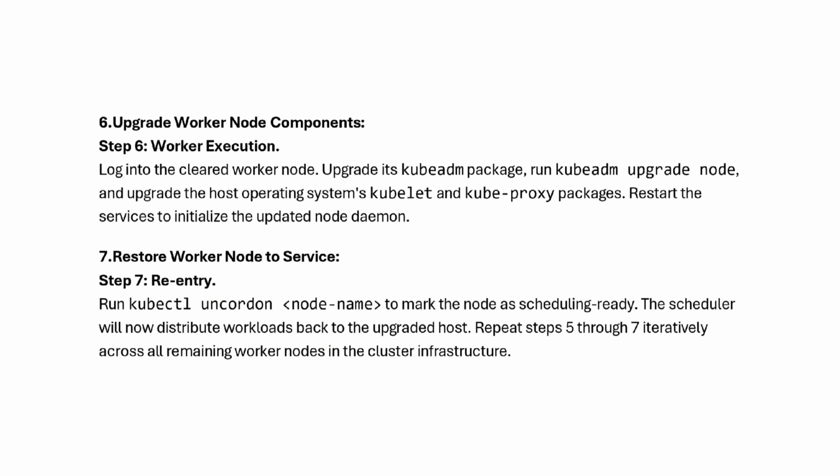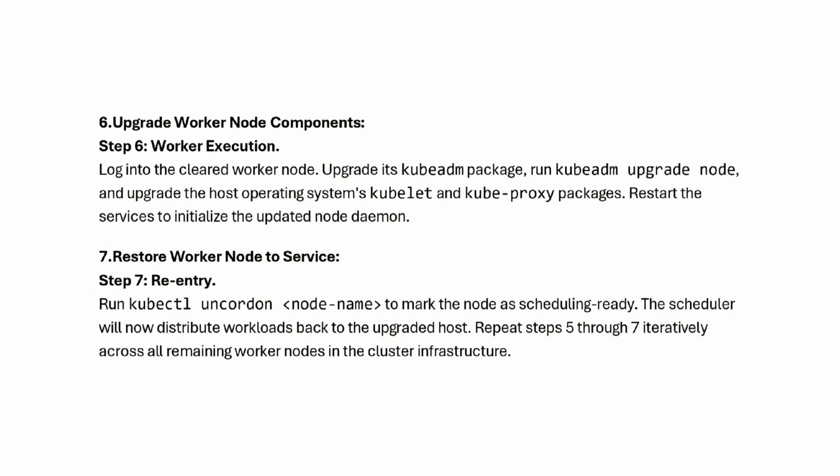After this, there is step 6, where we upgrade the worker node components. We log into the cleared worker node and we upgrade its packages by upgrading the kubeadm package and running kubeadm upgrade node, and we upgrade the host operating system's kubelet and kube-proxy packages, and then we restart the services to initialize the updated node daemon. So after draining and evicting the pods and emptying the nodes, we perform the command to upgrade the kubeadm package, that is, run kubeadm upgrade node. It upgrades the host operating system's kubelet and kube-proxy packages, and after it is done, we restart the services to initialize the updated node daemon.